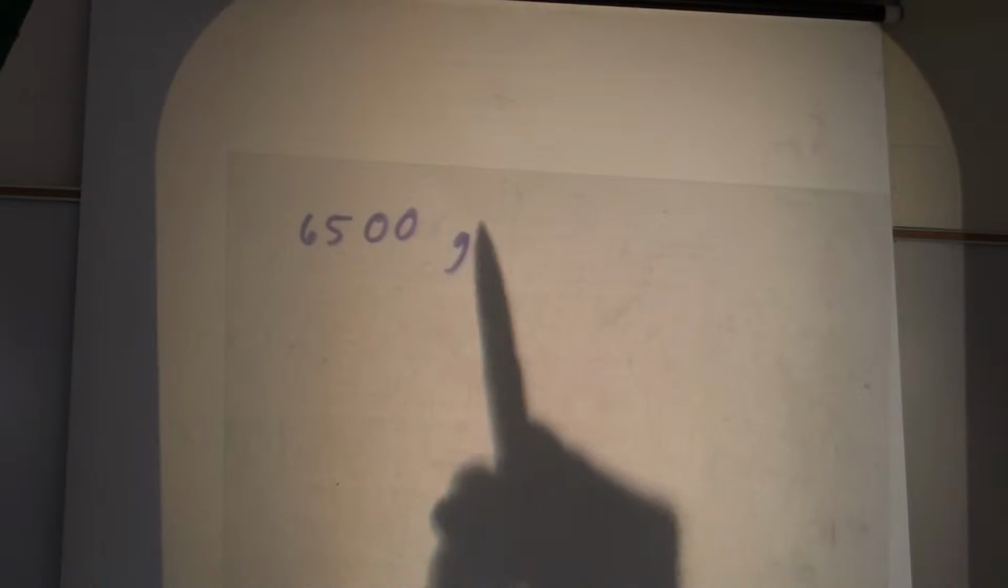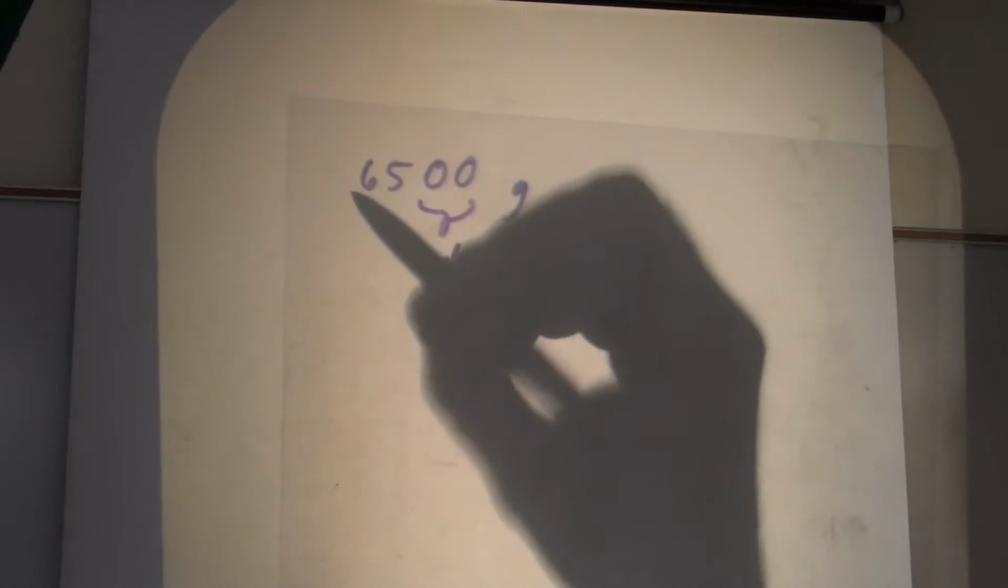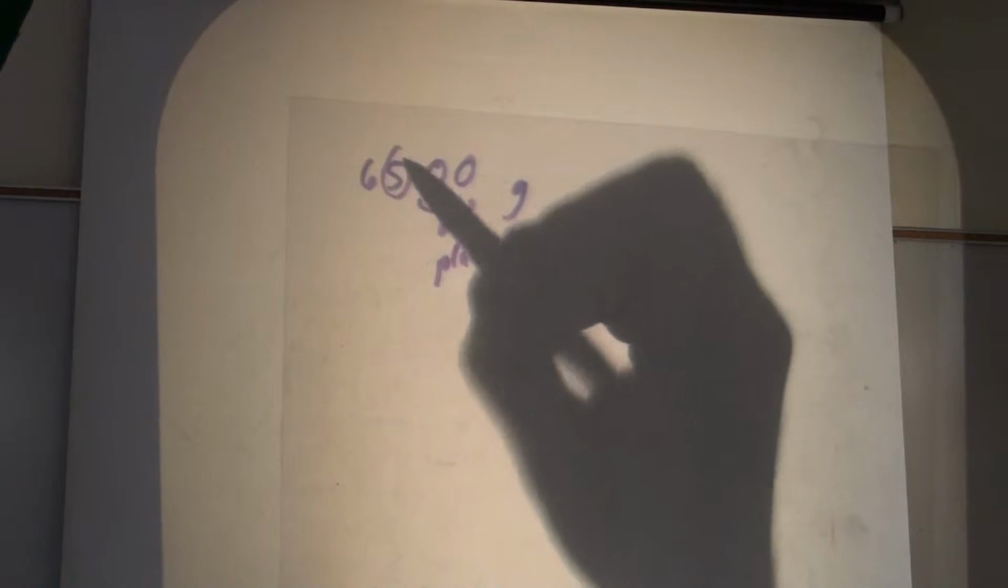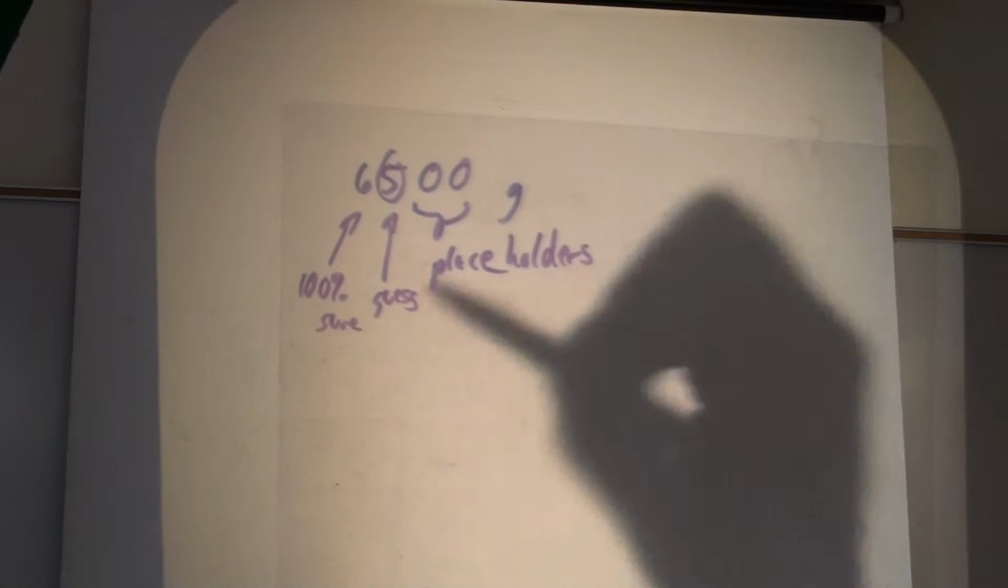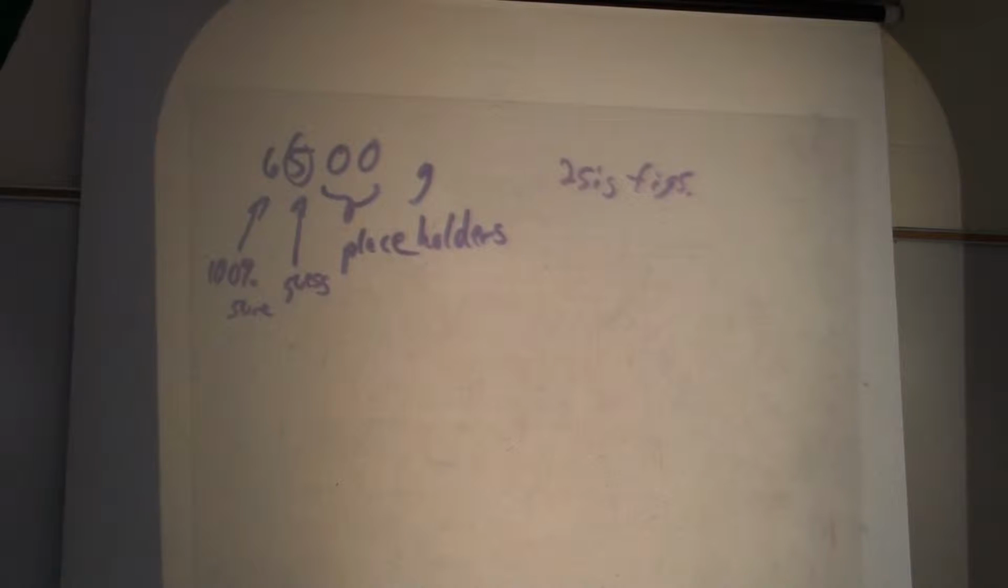If you go through the rules, are those zeros trapped between two non-zeros? No. Is there a decimal point, according to rule number 3? No. Are those zeros underlined? No. So all it is saying is these two zeros are placeholders, and these two are significant. The 5 would be the guess. The 6 we're sure about. So we'd have 2 sig figs. That's just reviewing rule number 5.